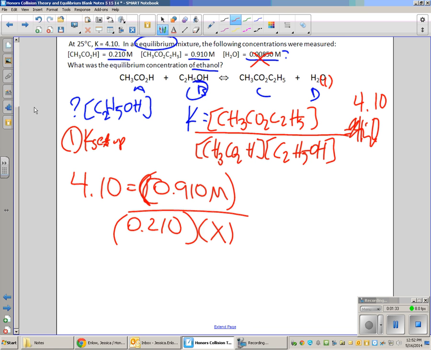Well, anytime I possibly can, if X is in the denominator, I need to multiply by X to get it out of the denominator, then the math is easy. So we multiply by X on both sides. That cancels X out over here. 4.1 times X equals this over this. Well, what's this over this?